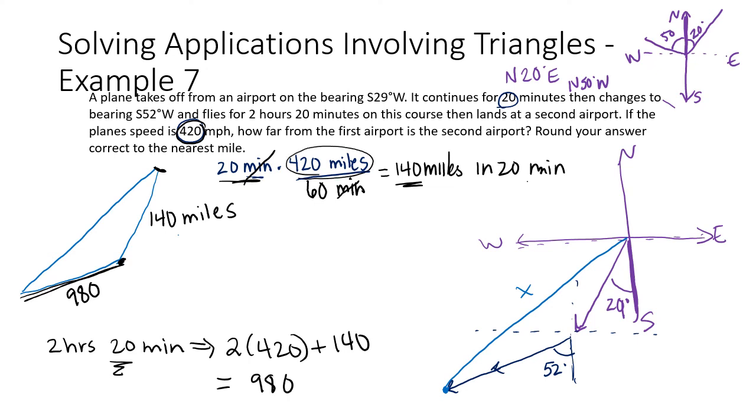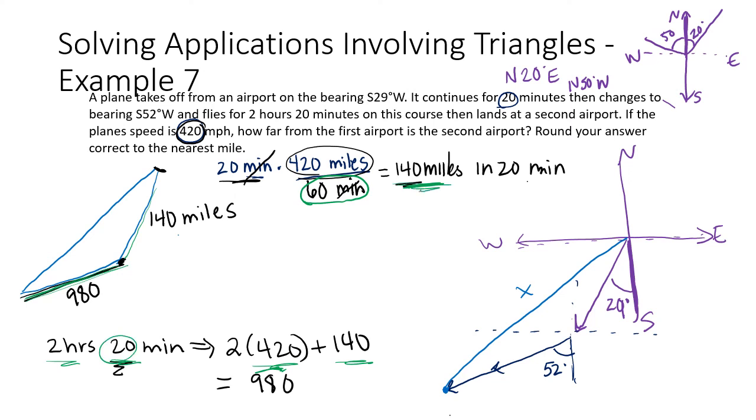Okay, so again, all I did is my conversions for figuring out the pace that it was going, 420 miles per hour. I changed it to miles per minute so that when I divided, those units went away, and I was able to figure out 140 miles in 20 minutes. So that gave me that first part, and then it flew this direction to the second airport for 2 hours and 20 minutes. Well, for every hour it flies 420 miles, and then I have this extra 20 minutes, which I just found was 140 miles, so there's that length.